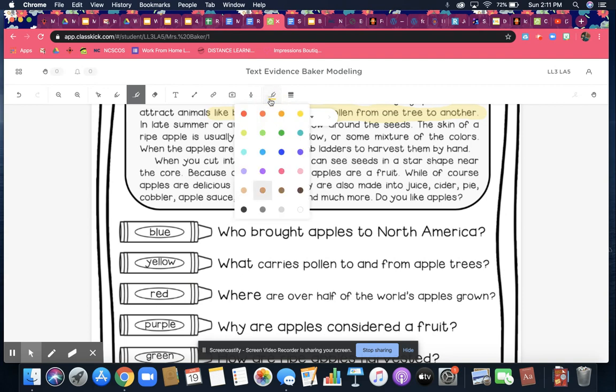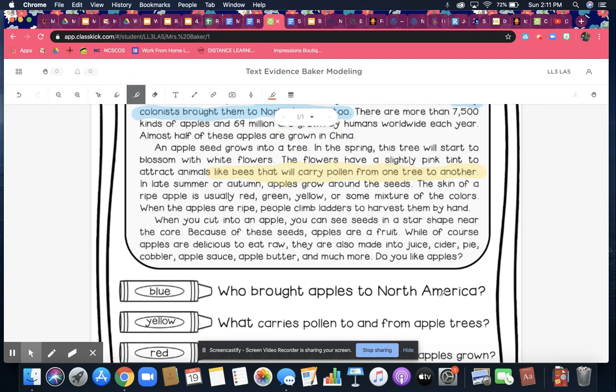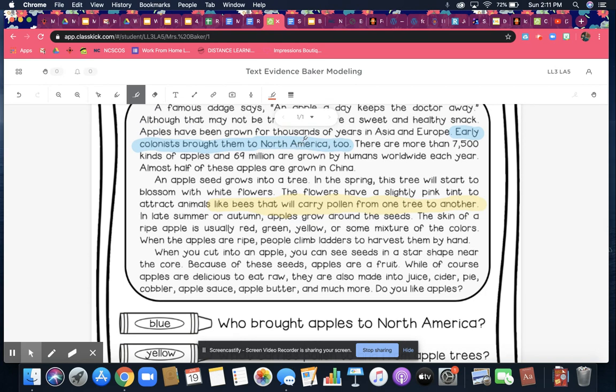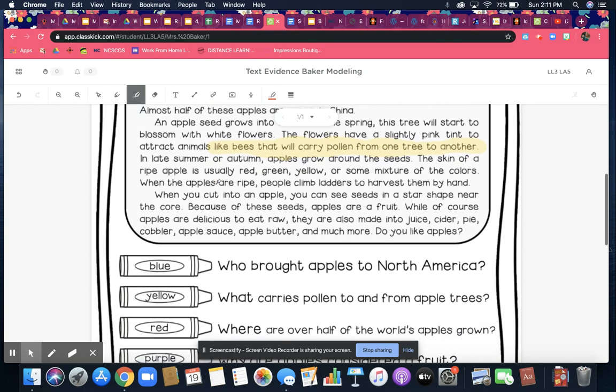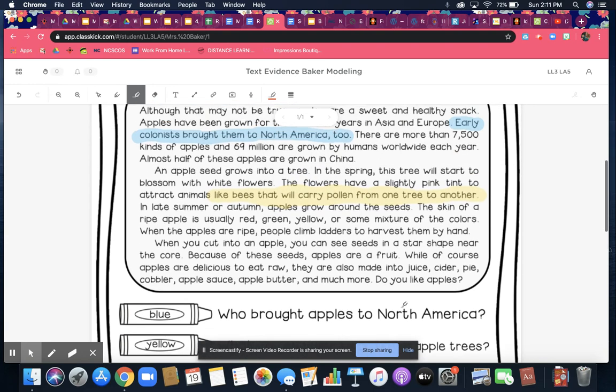Now I'm going to switch to red. Where are over half of the world's apples grown? I've already read that. I remember reading it, so I'm going to go back up here. I know it was after my blue, but before my yellow. There are more than 7,500 kinds of apples, and 69 million are grown by humans worldwide each year. Almost half of these apples are grown in China. Where are over half of the world's apples grown?